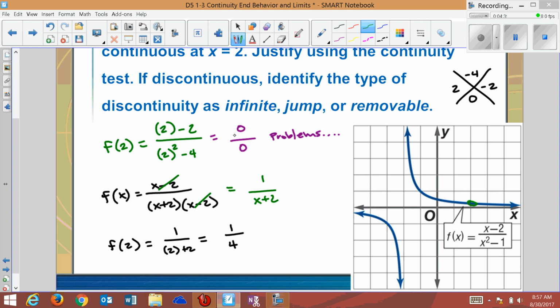So we knew it was discontinuous from this step, but this tells me it's removable because you can remove it and then have the equation work perfectly for you. So this is removable discontinuity.